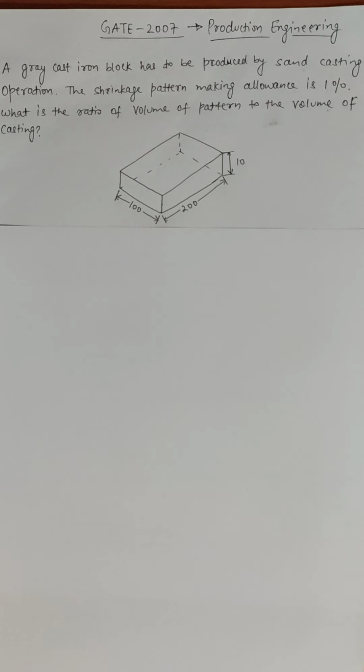So they are asking about the ratio of volume of the pattern to the volume of the casting, and they specifically want this ratio for grey cast iron and for this pattern making allowance of 1%. So we all know this grey cast iron has some specific material properties and thermal properties. When it solidifies or cools, it expands, while other materials basically contract during this solidification or cooling process. So it becomes easy for us to design a pattern.